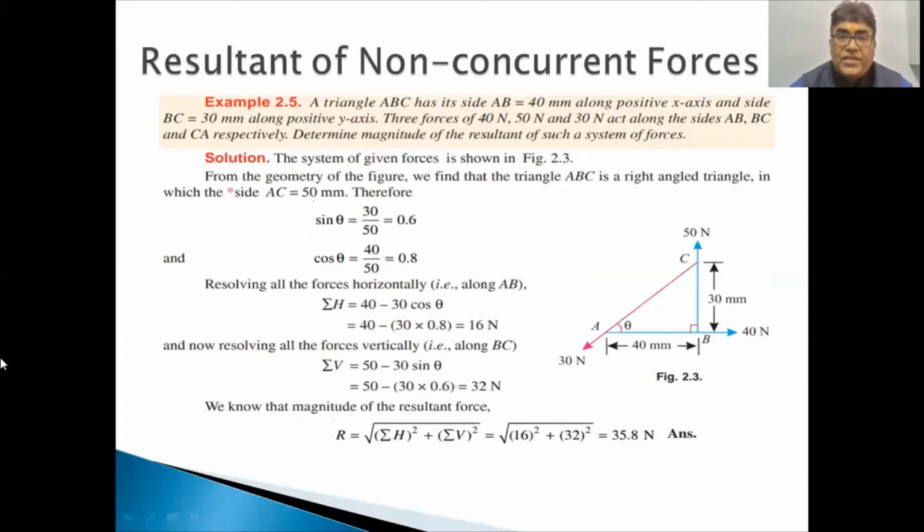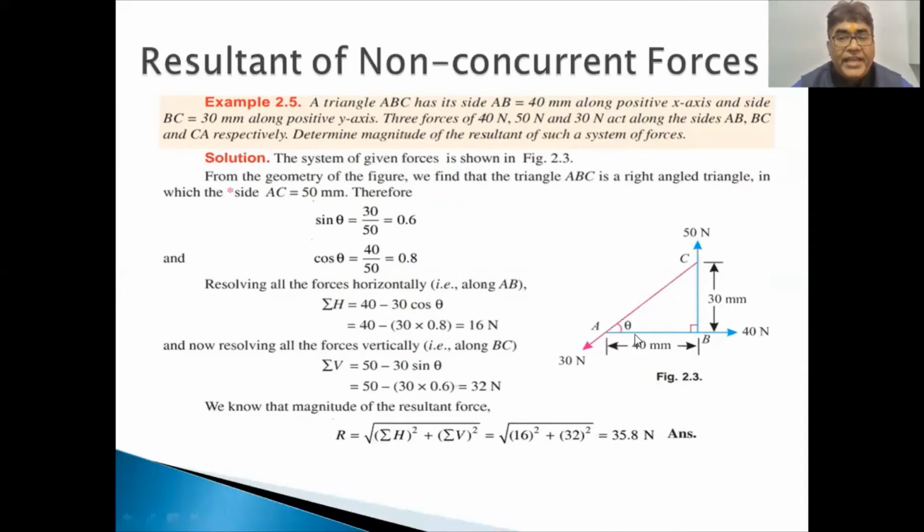The given question is also drawn below, and in the diagram you can see the whole scenario: the side AB is 40 mm and the side BC is 30 mm. As per the question, the forces are 40 Newton along A to B, 50 Newton along B to C, and 30 Newton along C to A. We don't know here the angle theta between AC and AB.